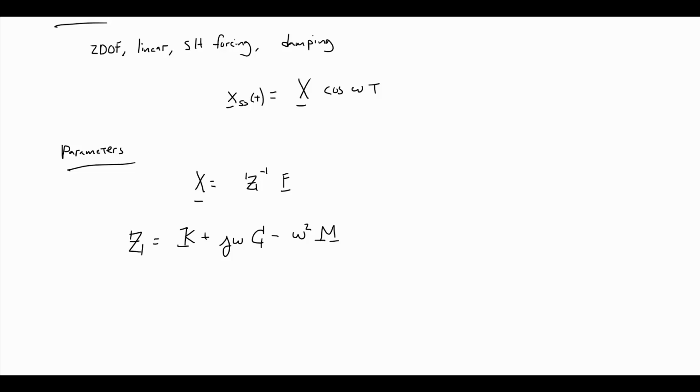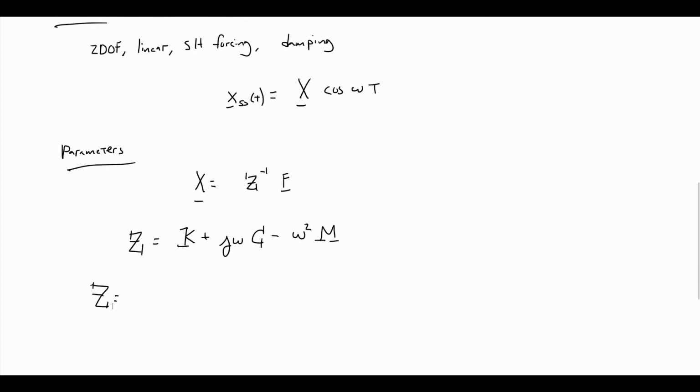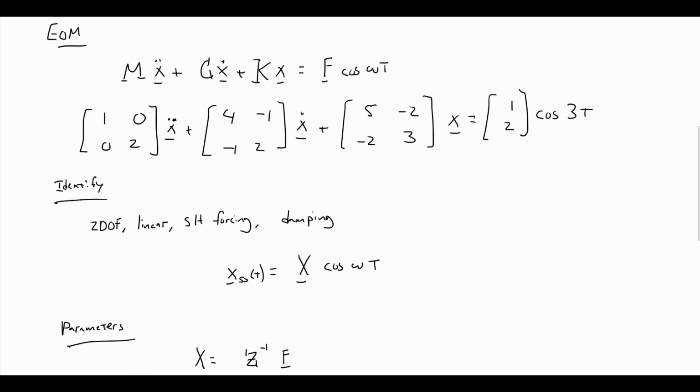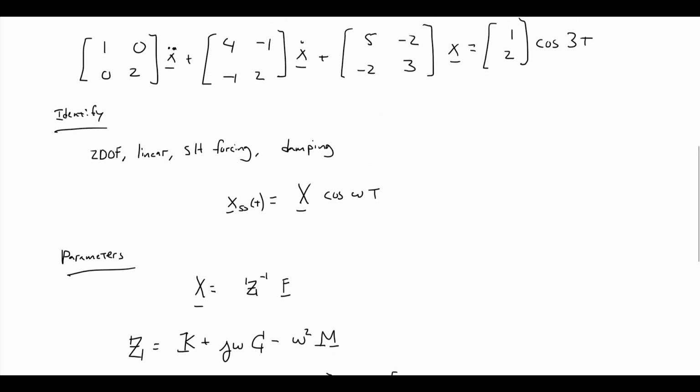So for now, we can calculate Z by hand using the K, C, and M matrices, which we already calculated above. So that is going to be the stiffness matrix, 5, -2, and 3, plus 3J times 3, the driving frequency, times our damping matrix, 4, -1, and 2, minus 3 squared times the mass matrix, which is 1, 0, 0, 2.